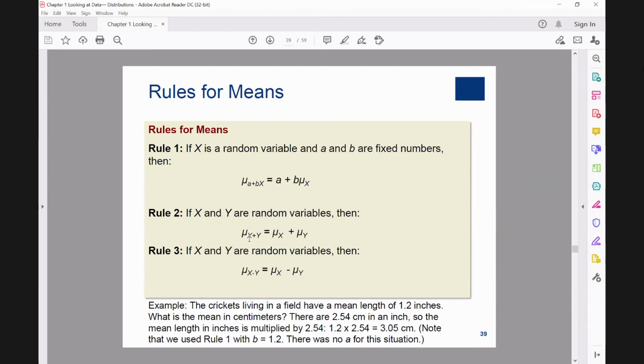The mean of the addition is equal to the addition of the means, and the mean of the subtraction is equal to the subtraction, the difference between the means. Mu of x minus y is equal to mu x minus mu y.